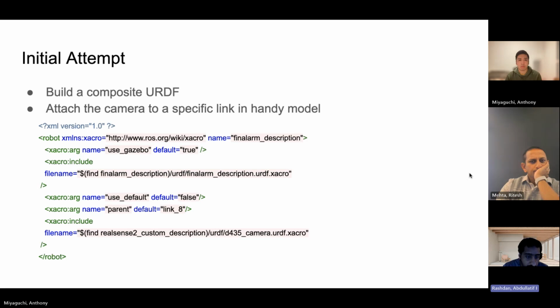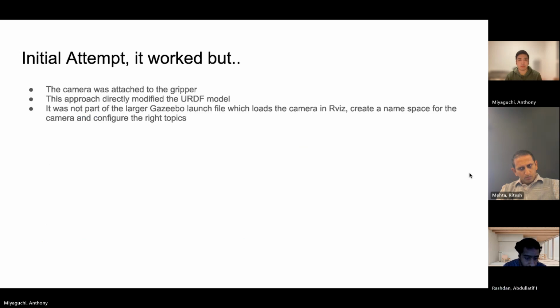And this showcases the initial attempt, which was inside your robot tag. In the URDF definition, we include the arm, and then we search for the link or the joint that represents the end effector, and attach the camera to that link. So this attempt has worked, but this approach directly modified the URDF, and it was not part of the larger Gazebo launch file. Next slide.